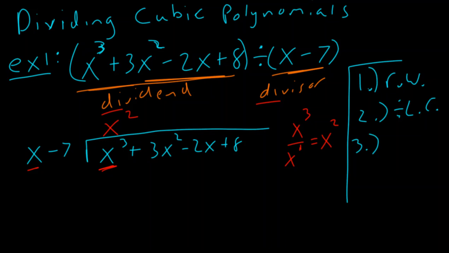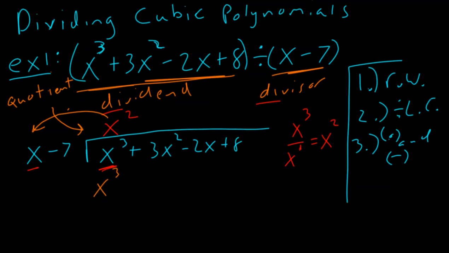For step number 3, we're then going to multiply and subtract. What do I mean by that? Let's use an entirely different color, orange. By the way, guys, just for terminology's sake, when we divide the dividend by the divisor, it is to get the quotient. We'll take our leading term of the quotient and multiply it by the divisor. So x squared times x is x cubed, and x squared times negative 7 is negative 7x squared.